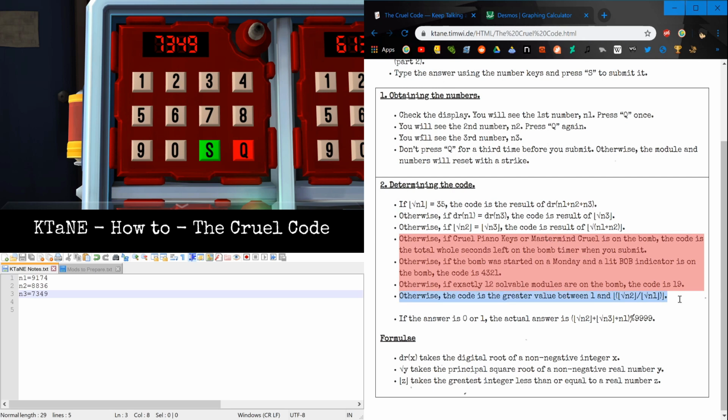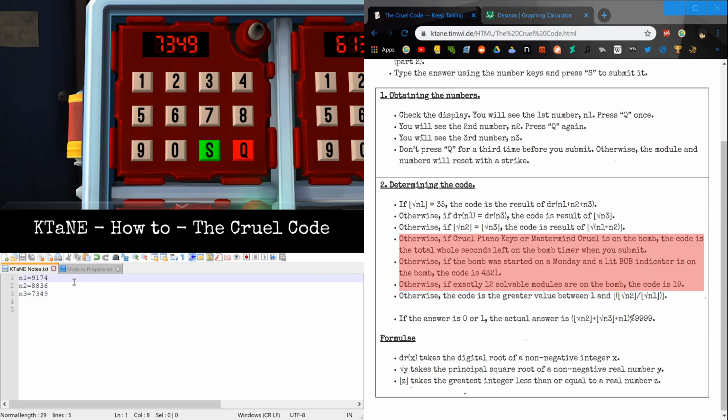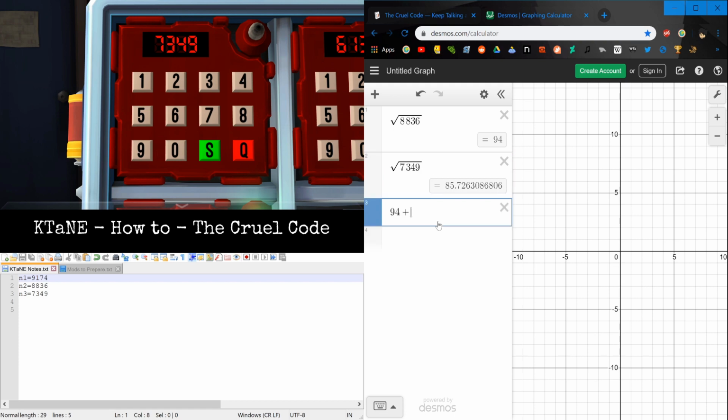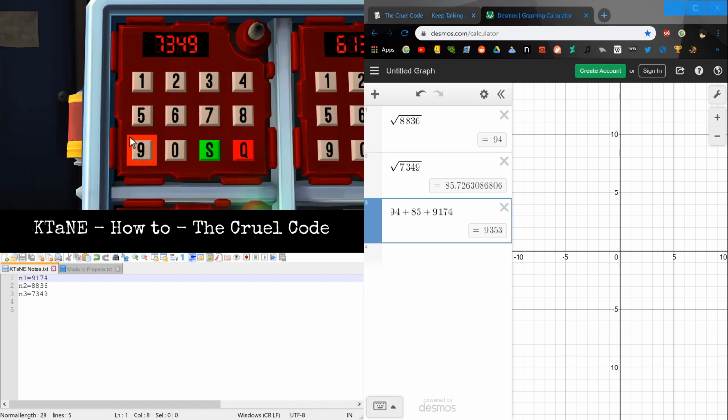Alright, code difference between the square root of n2 and n1. One thing to note about this is that if n2 is smaller than n1, you will always get 1 for this result. And then we have to go to this now. So we have the square root of 8836 and the square root of 7349. So we have 94 plus 85 plus 9174. That gives us 9353, and that's what we submit.